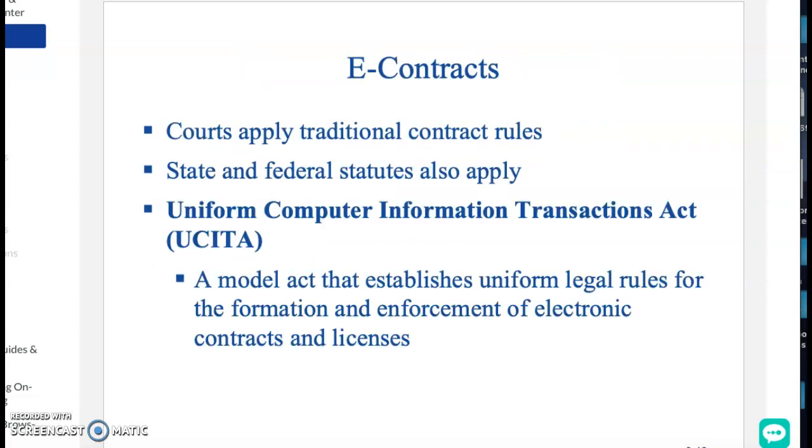Courts in e-contracts are going to apply traditional type rules, so we're not going to veer away from that. We do look at the UCITA, though, which is basically establishing the Uniform Information Transaction Act for e-commerce contracts.